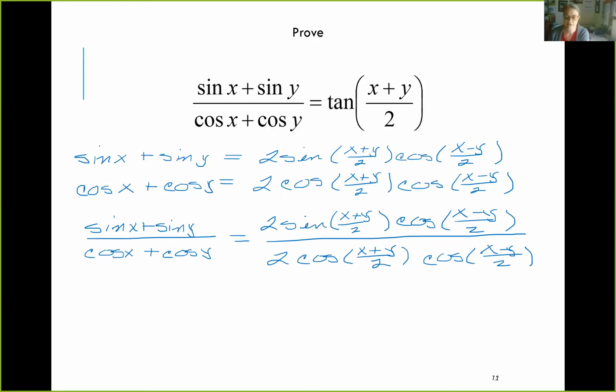Hey, this is looking promising. Look what happens. So this is all a product and this is all a product. So I can cancel, as long as I'm a little careful. I can cancel the 2 and the 2. And this cosine matches that cosine, so we can cancel that. And we're left with the sine of an angle divided by the cosine of that angle. Sine divided by cosine is, yeah, that's tangent.